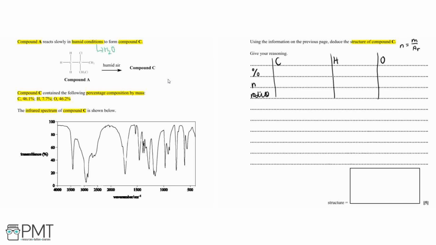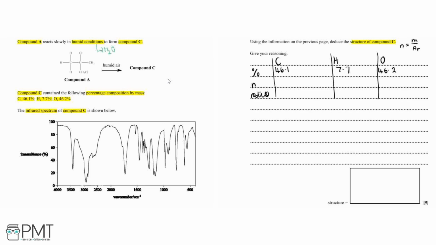So let's start by filling in our percentages. So we've got 46.1% of carbon, 7.7% of hydrogen, and 46.2% of oxygen. So now let's work out the moles of each of these parts.